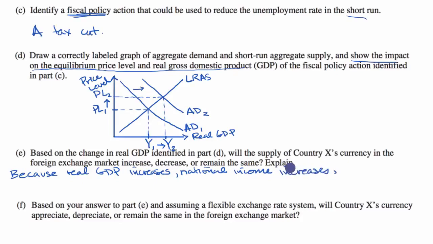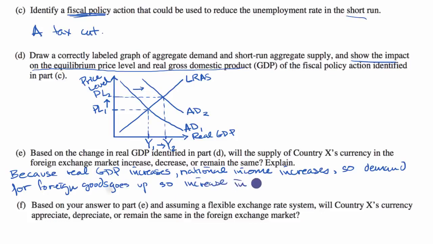And with that increased national income, there might be more demand for foreign goods and potentially even foreign assets. So demand for foreign goods goes up. So you have an increase in supply of X's currency. More people will want to buy foreign goods. They'll probably want to buy more domestic goods as well, but they're just going to be doing more buying in general. So that's going to increase the supply of X's currency as they go out there and say, hey, I want to get some more of those imports.